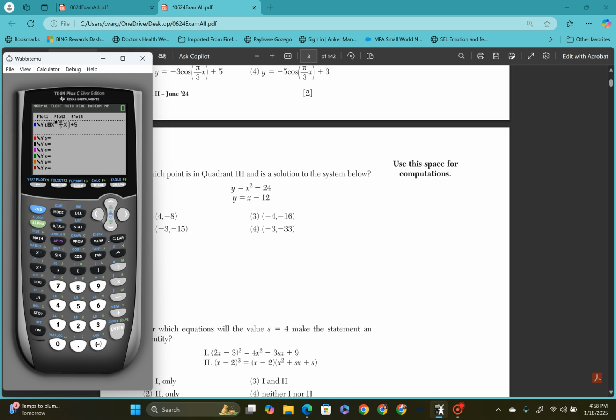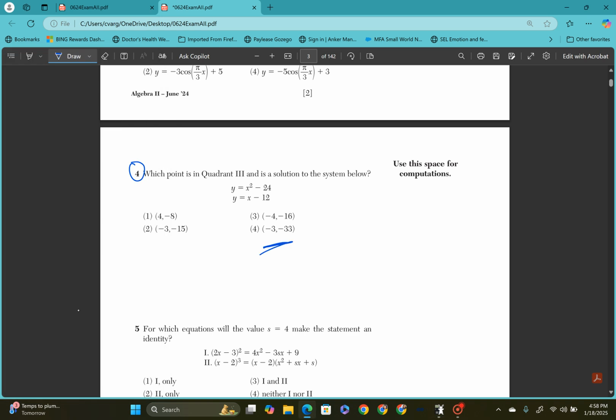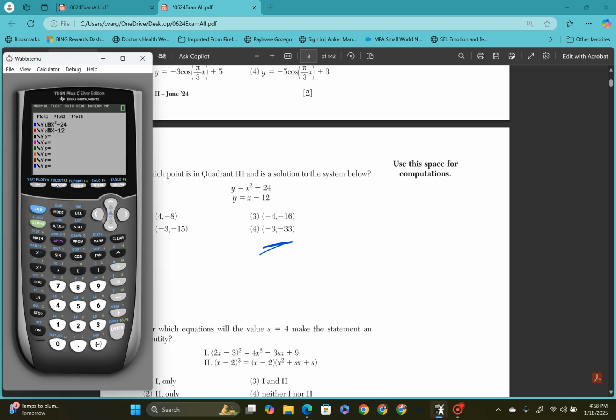Let me just clear that, sorry. Clear it. So x squared minus 24. And then I'm going to go to my y equals again and go x minus 12. Okay, so now I have to change my window because look at these numbers, right? It looks like there's some -4, there's some -33. Okay, so let's go ahead and change our window again.